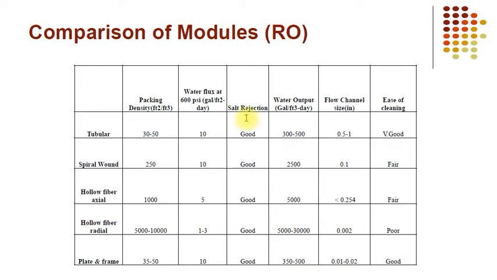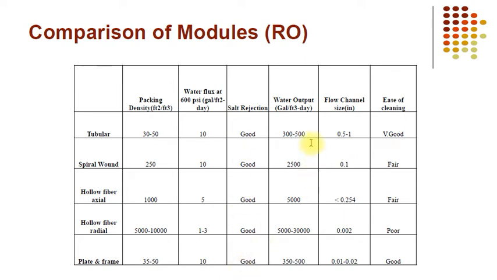Okay, next is the salt rejection. So salt rejection is a property which depends upon the membrane, not the membrane module geometry. So it is good for all types of membrane modules. This property does not depend upon the membrane module geometry at all. This property depends upon the type of membrane you are using. So this will be the same for all types of modules.